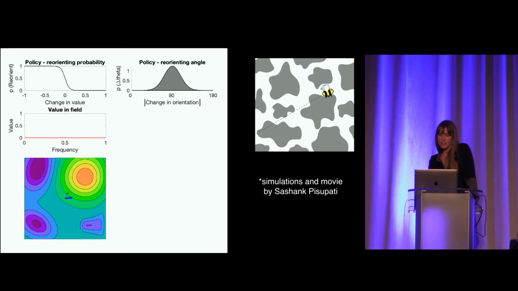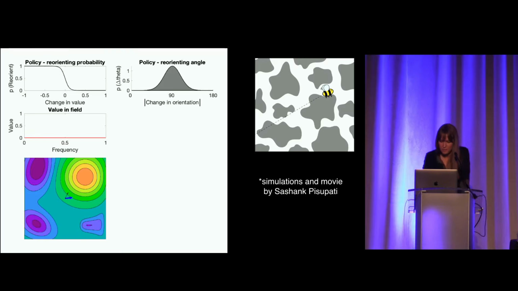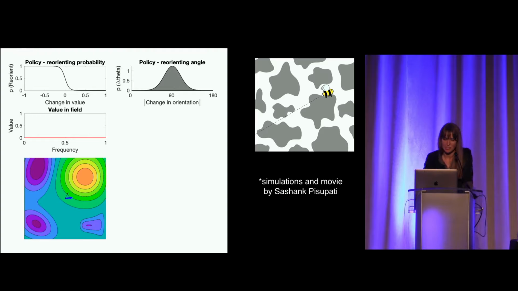And this is a video that Sashank made, and the code is available online, so you can simulate this yourself. But here on the left, we're looking at a bee in the field. When I play this video, you can see its value function changing over time based on its experience. You can see how it would reorient depending on its change in this value estimate from one time step to the next.